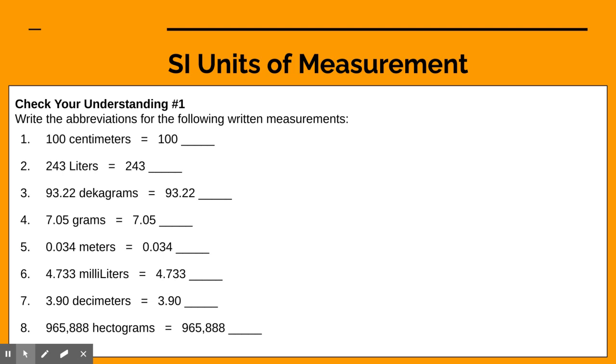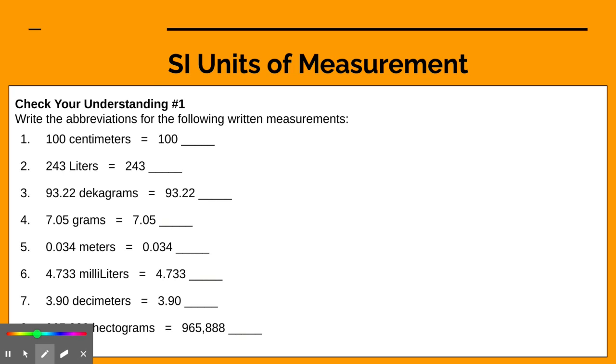Okay. So check your understanding number 1. We're going to write the abbreviations for the following written measurements. Okay. So you can pause the video here and you can try this on your own. And then once you're done and you want to check the answers, come on back, play the video, and you'll check out the answers. So pause it and try it out yourself. Okay. So you paused it. So real quick, this is pretty simple.